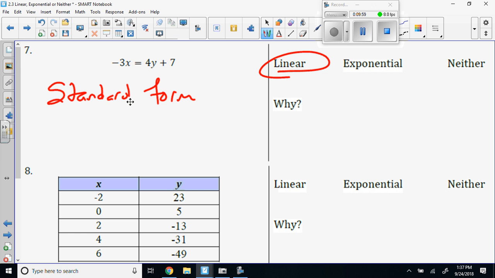Well, let me back up. It's really not in standard form. But if I moved the 7 to the other side and divided by 4, I could put it in slope intercept. If I took the 4y and moved it to the other side, then it would be in standard, right? X, y on the same side. But y is to a power of 1 and x is to a power of 1. There you go.